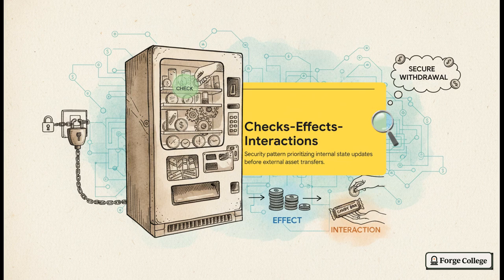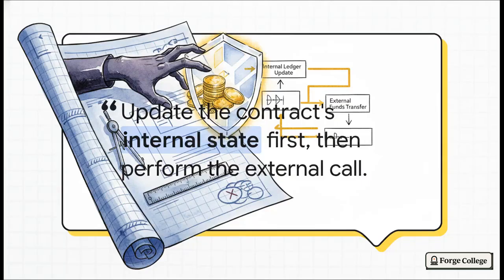Imagine if it dropped the candy before deducting your balance. You could just yank the plug out of the wall and get free candy forever. Well, we apply that exact same logic to our smart contracts. So here is the absolute golden rule, written right out on our blueprint: update the contract's internal state first, then perform the external call. This is basically the core of our patent design today.